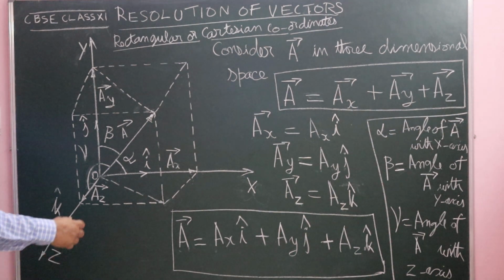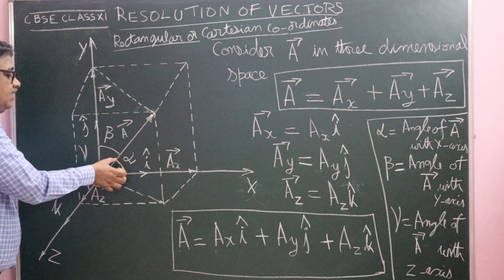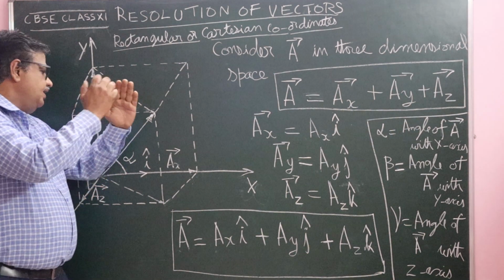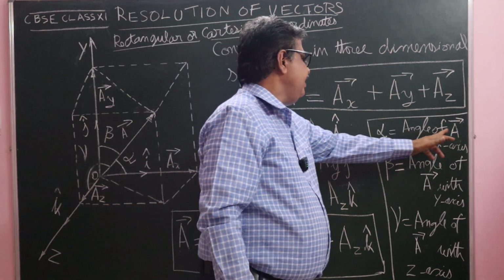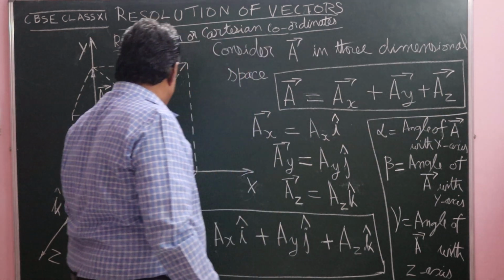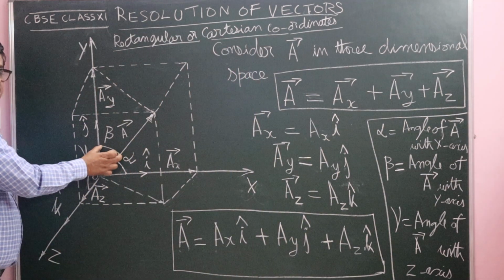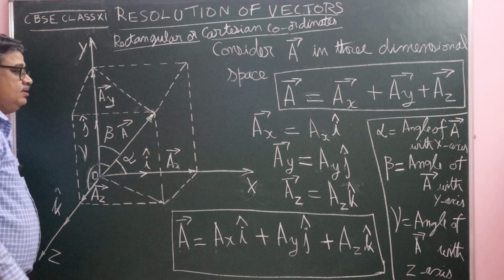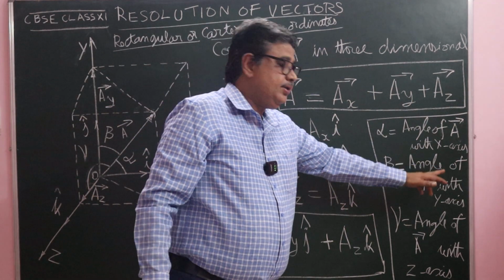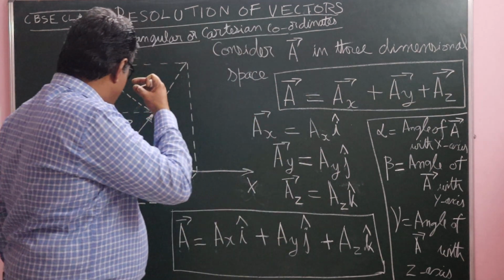Now, here you see alpha. Alpha is the angle between the A vector and x-axis. Alpha equals the angle of A vector with x-axis. Then beta is the angle between A vector and y-axis. Beta equals the angle of A vector with y-axis.